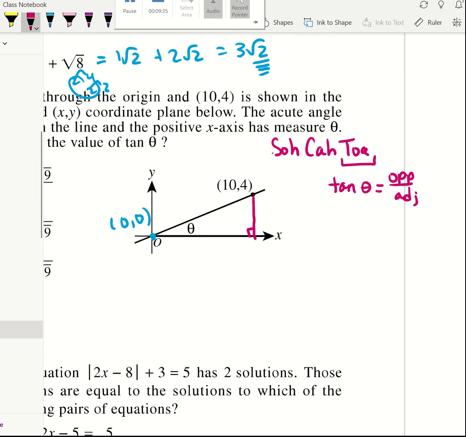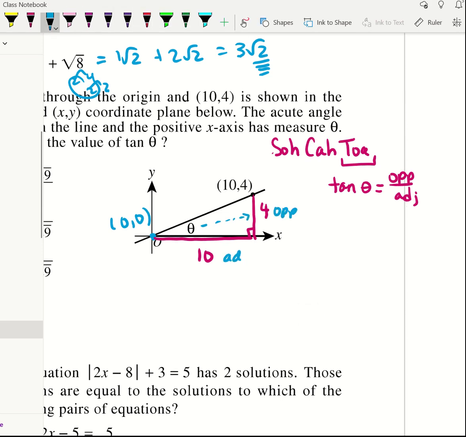Now the 0.104 moved over to the right 10 units and up 4, which gives us some of our side lengths. And it actually gives us the side lengths we want because we're looking for the side that's opposite theta and the leg that's adjacent. We do not want the hypotenuse. So these are actually the side lengths we want.